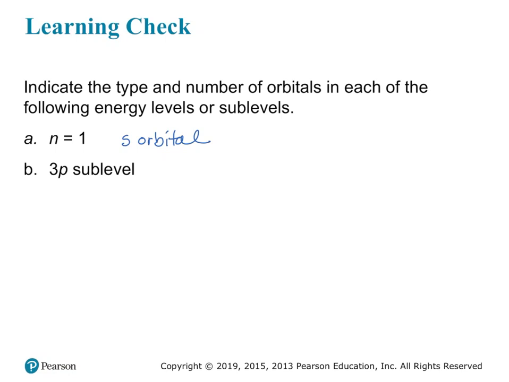What about the 3p sublevel? So we already know the type of orbital, that's a p orbital, but how many orbitals does a p sublevel have? 3. So there are 3 p orbitals in a 3p sublevel.